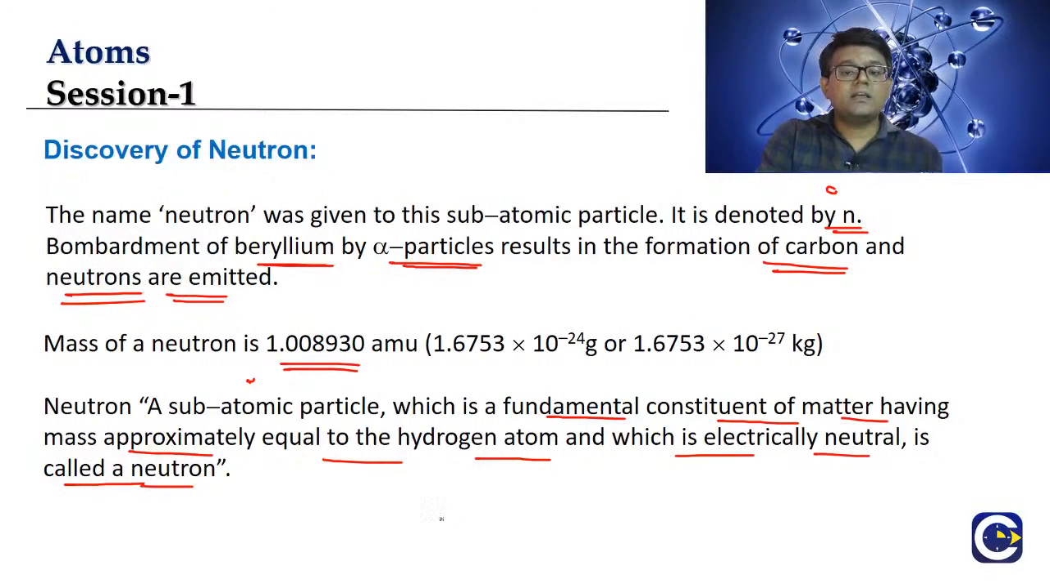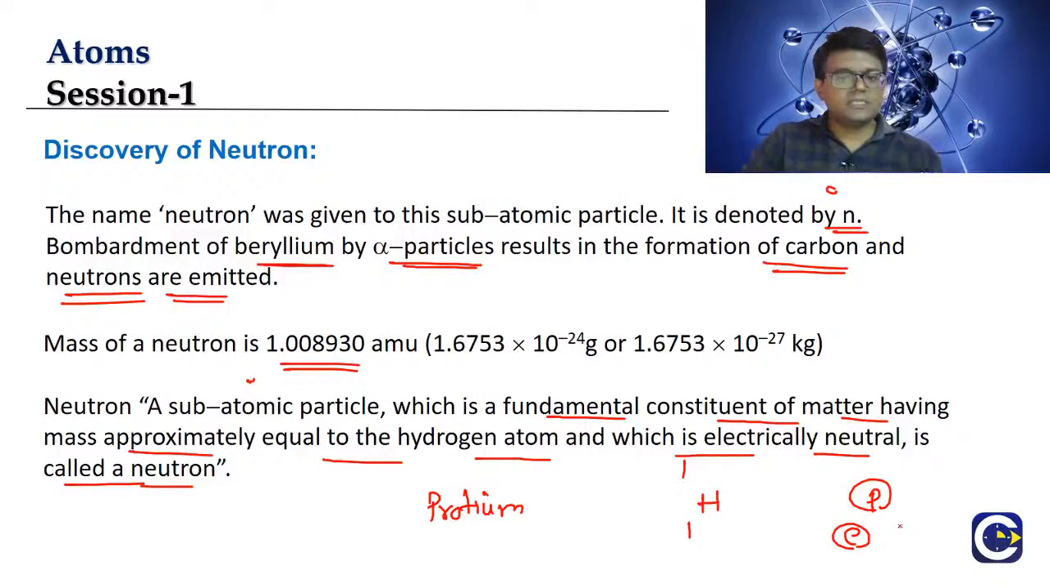And we know that all the elements have neutrons inside the atom except one isotope of hydrogen, which is protium. Protium has mass number 1 and atomic number 1, which means inside the hydrogen atom protium, you will have one proton and one electron. So there will be no neutron. This is the only element that does not have a neutron. So this is the discovery of the three fundamental particles: protons, electrons, and neutrons.